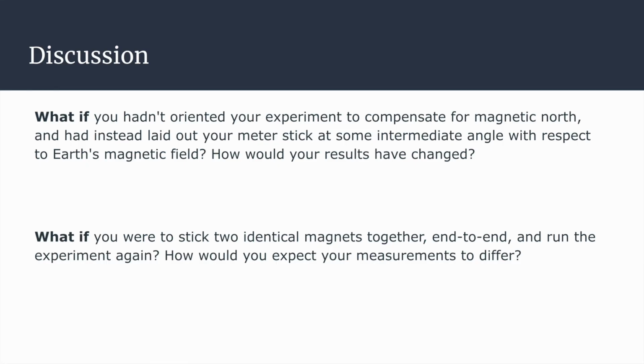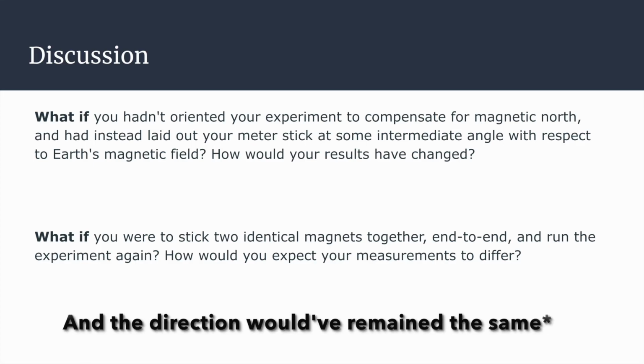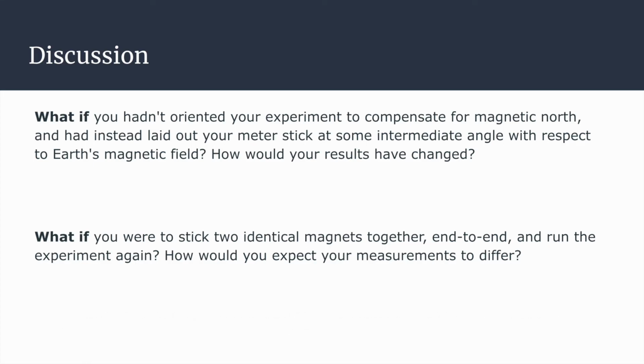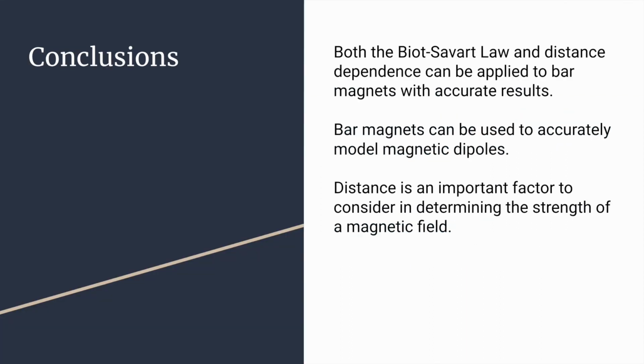If I were to stick 2 identical magnets together end to end and do the same experiment, my measurements likely would have roughly doubled, as the magnetic field at a location relative to the 2 bar magnets would have roughly doubled. I concluded that both the Biot-Savart law and distance dependence can be applied to bar magnets with accurate results. Bar magnets can be used to accurately model magnetic dipoles, and distance is an important factor to consider in determining the strength of a magnetic field.